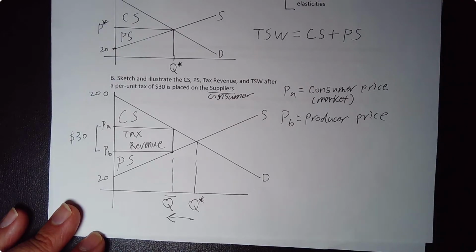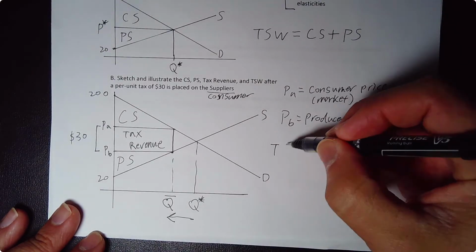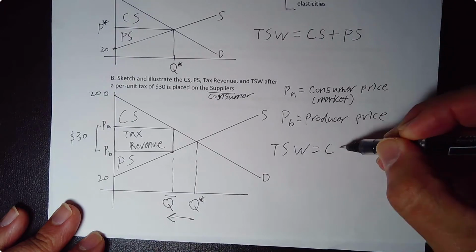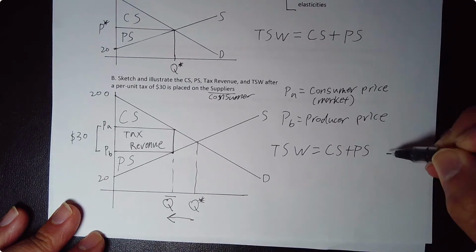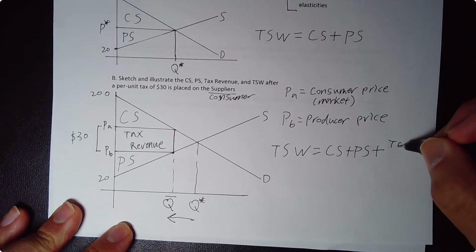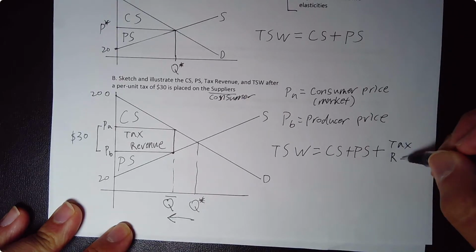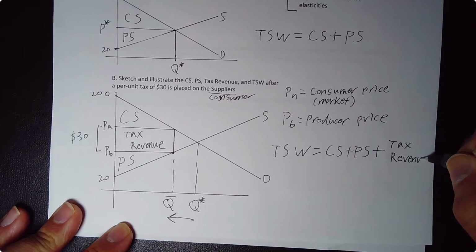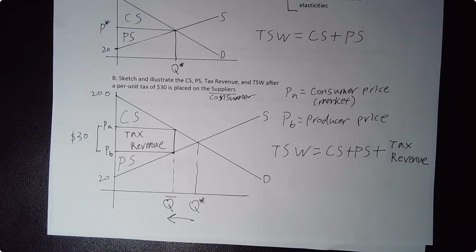Now that the government is involved, our total social welfare is CS plus PS, but we're also going to add the tax revenue as well. We're going to add that rectangle in the middle. All right.